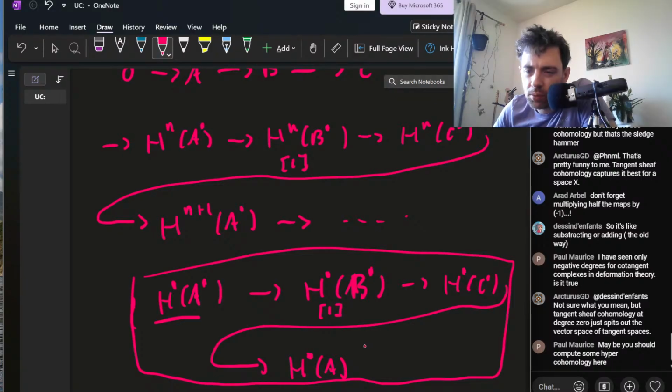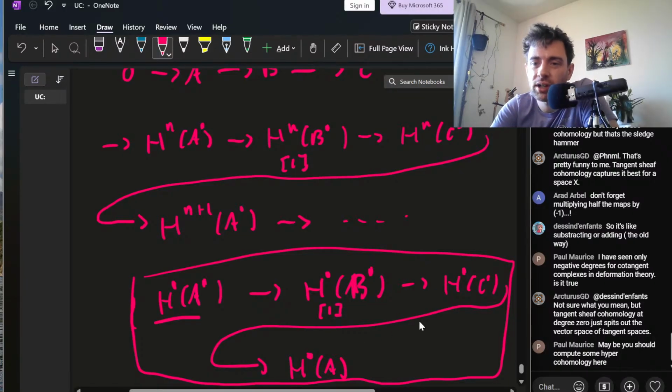Tangent sheaf cohomology at degree 0 spits out the vector space of tangent spaces. I don't think that's correct.